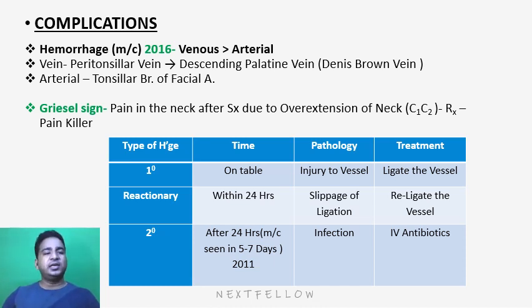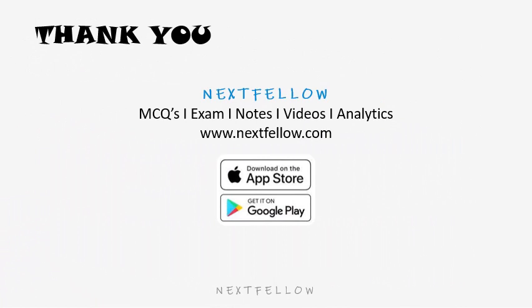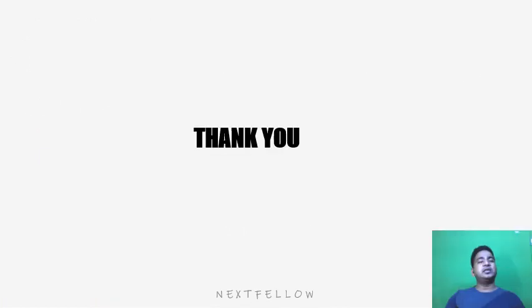Now there is one sign, the Grisel sign. It has been asked in the exam, what is the Grisel sign? While doing the surgery, we put the patient in the Rose position, so we extend the neck. Sometimes post-surgery the patient will complain of pain in the neck because of overextension of the neck, which will lead to some pain at the C1 or C2 level. This is known as the Grisel sign. So I hope you got it. Thank you.